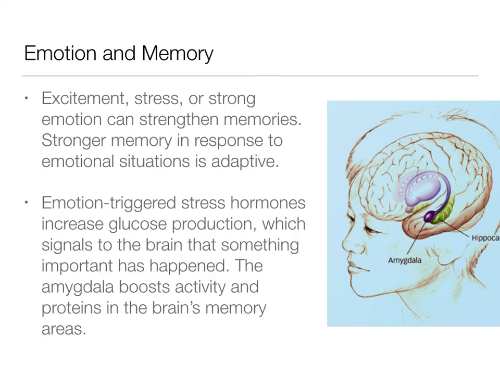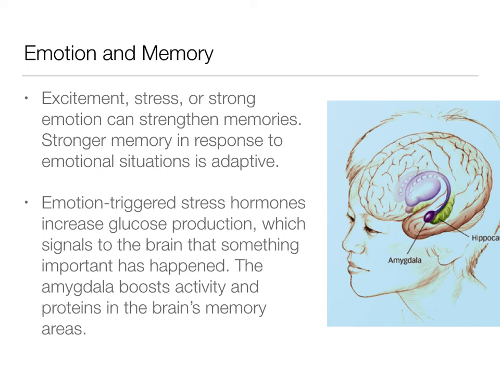We see that this emotion triggers stress hormones, which increases the glucose production, which is helpful because glucose is sugar, right? And our body essentially runs on sugar. So it signals the brain that something important has happened, and the amygdala boosts the activity and the proteins in the brain's memory areas, okay? So the amygdala is really, really important, we see, in forming these emotion memories because it's triggering that, hey, something important is happening. You need to remember this.